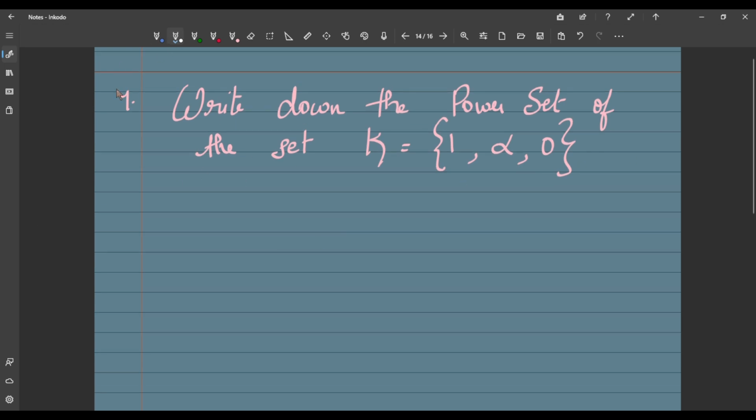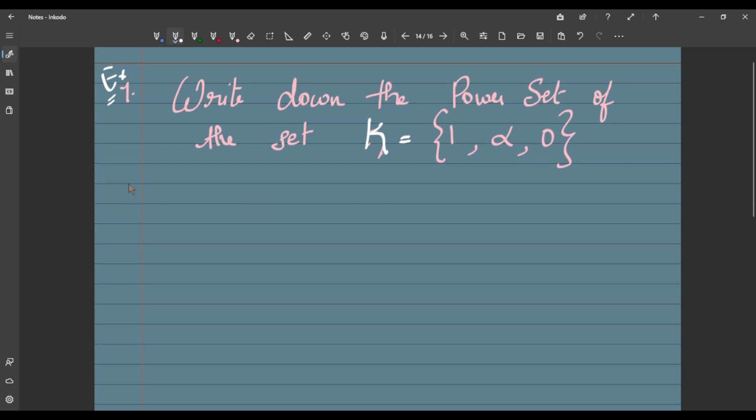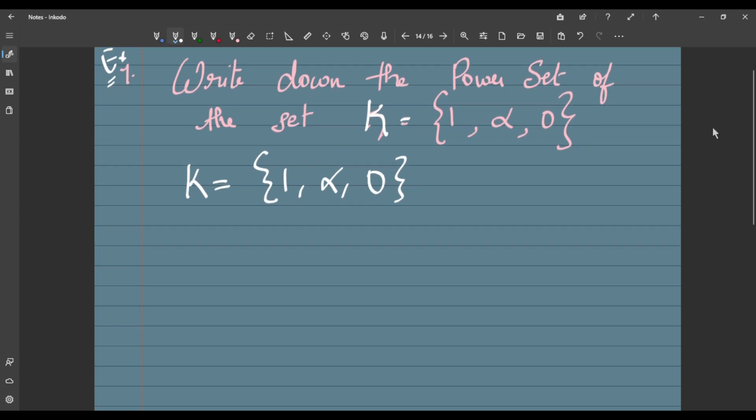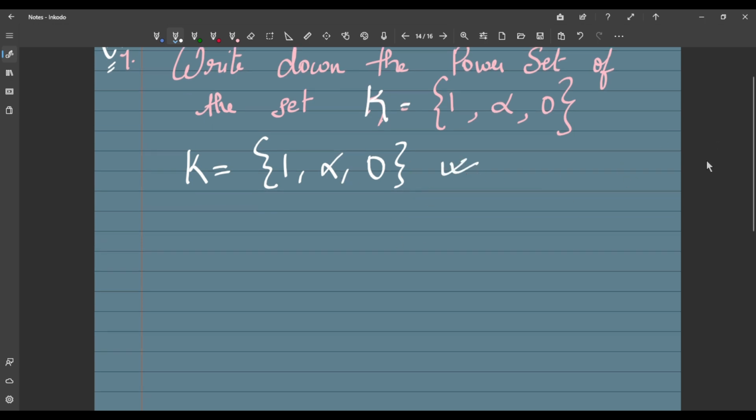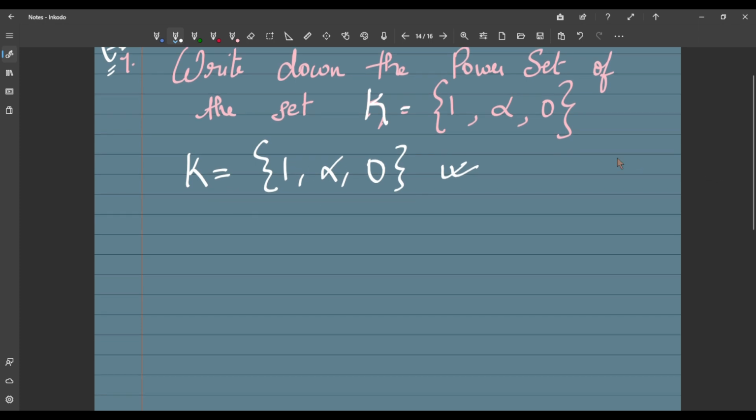So the first example at hand is, write down the power set of the set K. So this is K, and K is given as 1, alpha and 0. So hoping you have thought about this. This is my given set K, and it is a set because I have defined the set properly. I said that it contains 3 elements, 1, alpha and 0. So given anything, you could tell me whether it belongs to this set or not. So this is a set, and we have to find the power set of this set K.